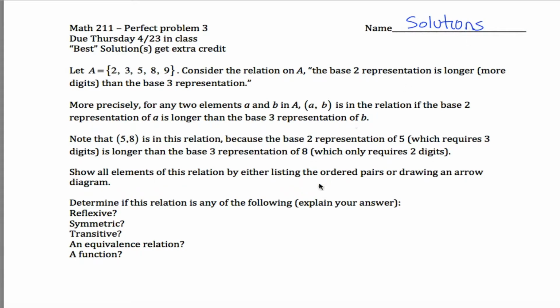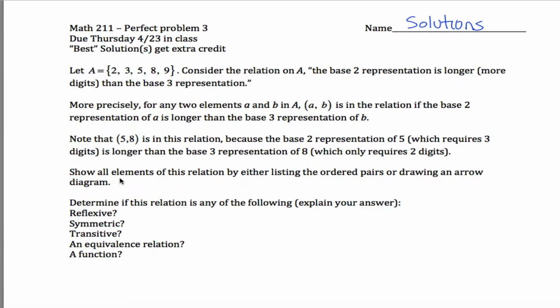Solutions for perfect problem 3 for Math 211. In this problem, we're given a set, and the set contains the elements 2, 3, 5, 8, and 9, and we're defining a relation, and the relation is that two elements are related if the base 2 representation of the first element is longer than the base 3 representation of the second element. Okay, that's kind of a mouthful, but hopefully with this example you can figure out what I'm talking about.